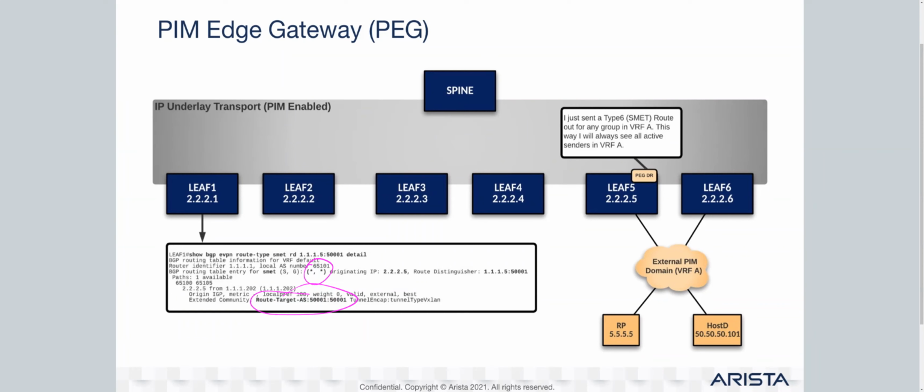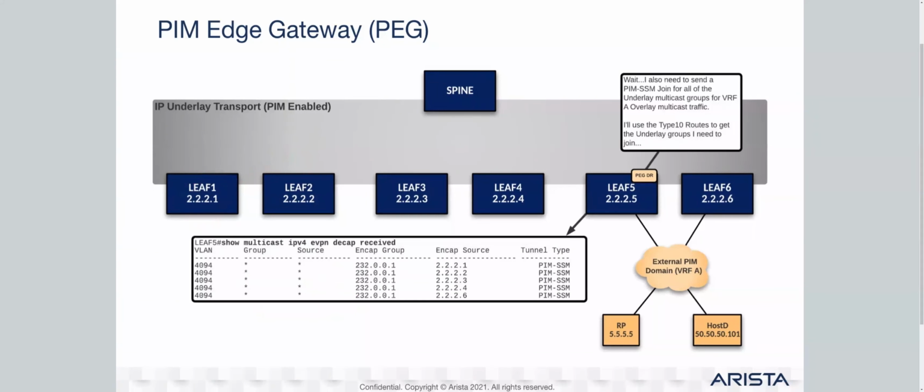That's half the battle. But Leaf 5 also needs to make sure that he's going to receive those underlay multicast feeds. So whenever Leaf 1 performs the VXLAN encap for an overlay feed in VRFA, it's going to send that out again to 2221 comma 232.0.0.1, to use that in the underlay. So just like we saw before, the PEG needs to say, all right, I need to send a PIM SSM join for all the underlay multicast groups associated with VRFA multicast traffic.